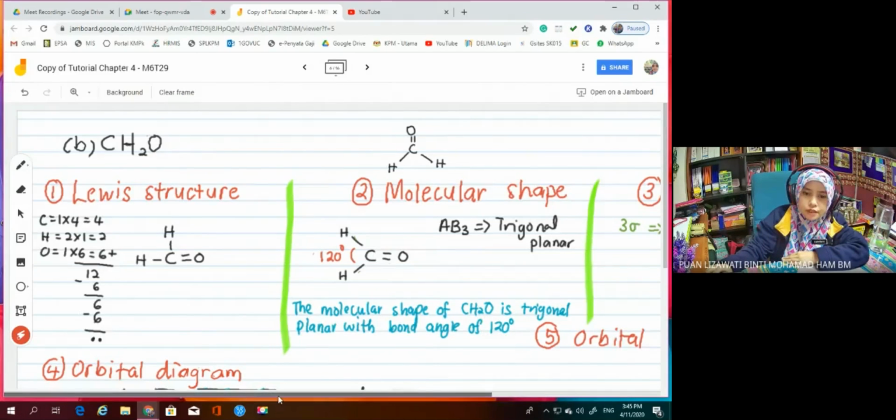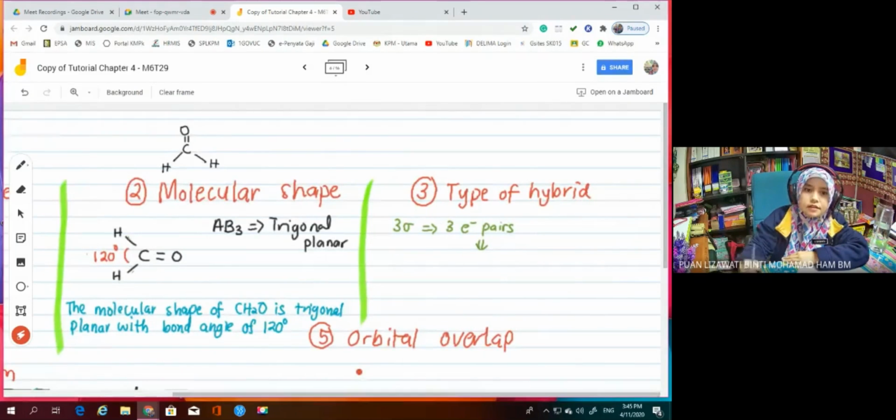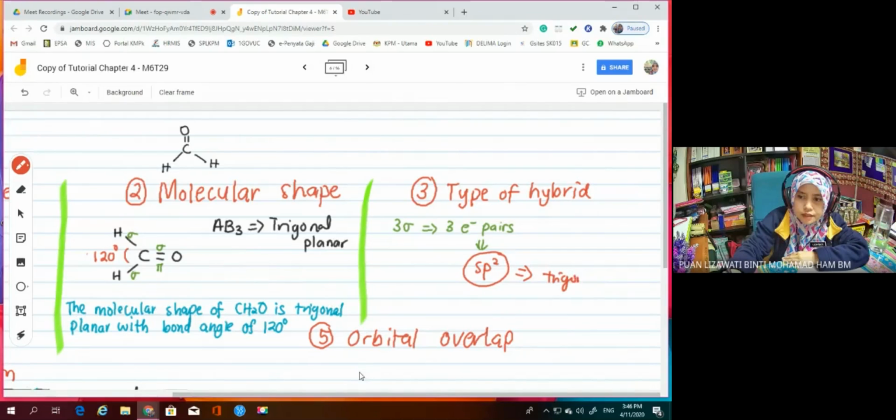Okay. Now we want to identify the type of hybridization. So we have to refer back to the molecular shape. For this one, we take a look at the bonds. The single bond consists of a sigma bond. However, the double bond consists of one sigma and one pi. So when we total up, there are 1, 2, 3 sigma bonds. Therefore, there are 3 electron pairs located at the center atom. Okay, therefore, the type of hybridization is sp2. All the 3 electron pairs are arranged according to trigonal planar shape.